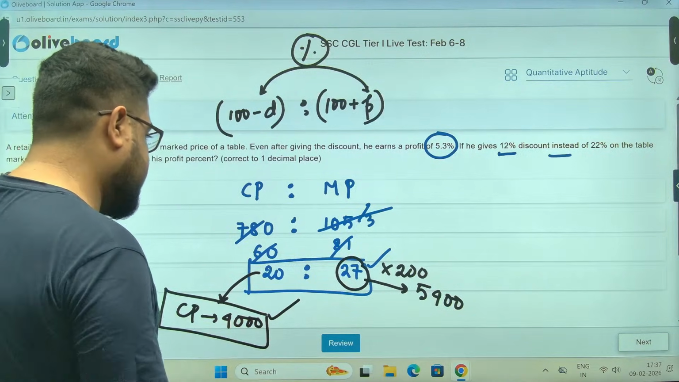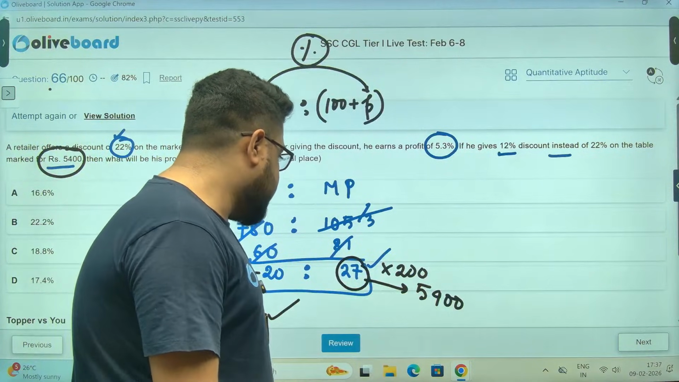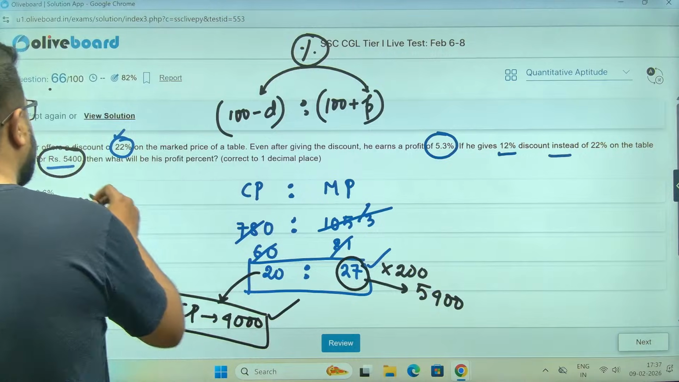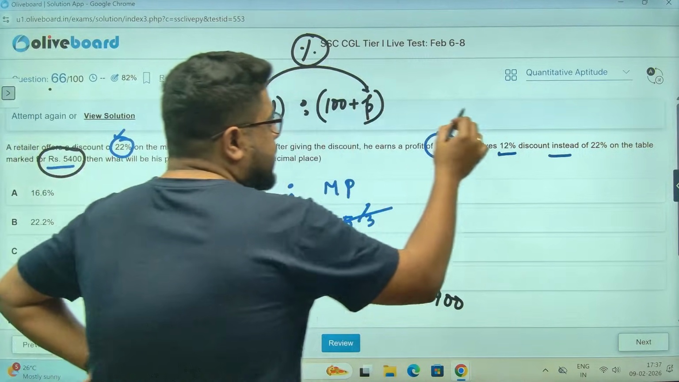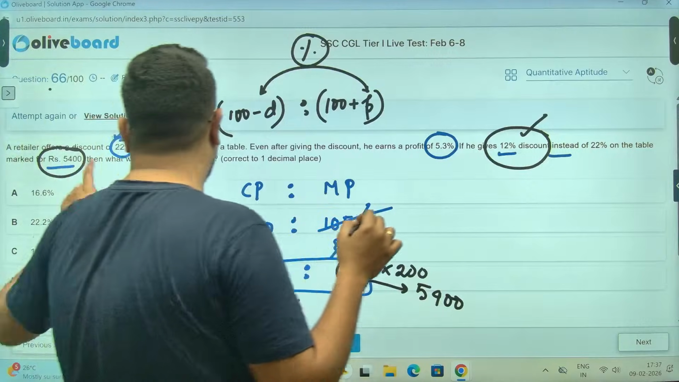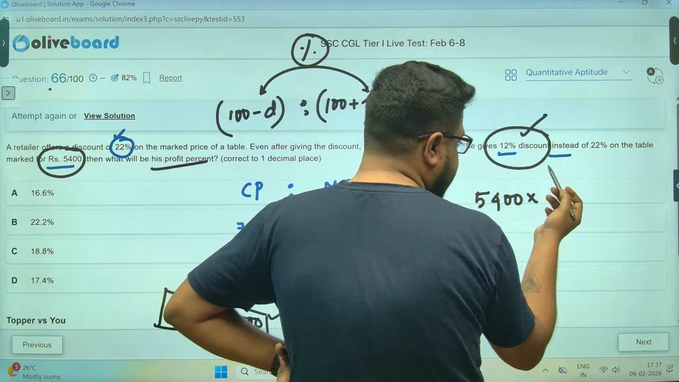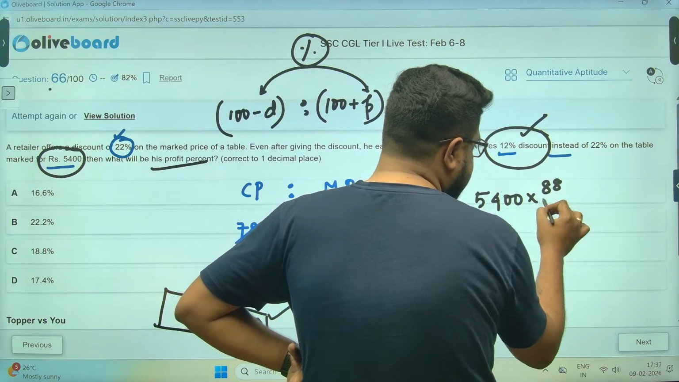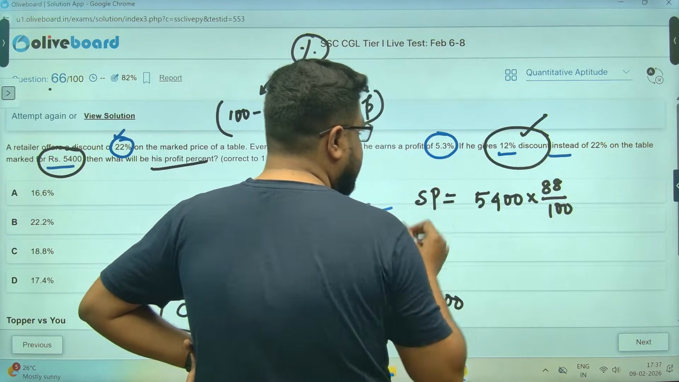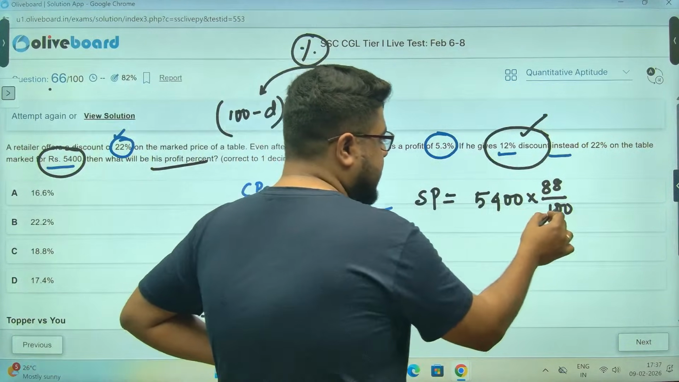Sorry, have I done 20 into 200? 5400, yes, sir, 4000. Now, if he is giving a 12% discount, what is the profit percentage? On 5400, if he gives 12% discount, meaning he is selling it for 88%. This is SP, sir. Now CP is 4000 rupees. So this calculation I don't want to do.